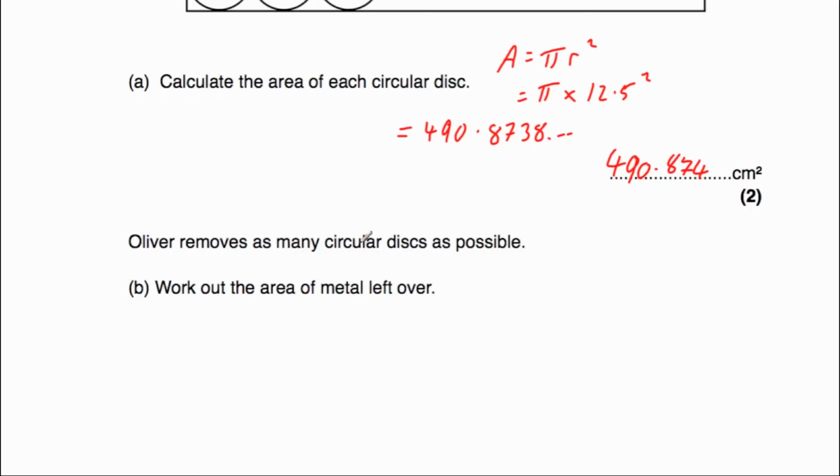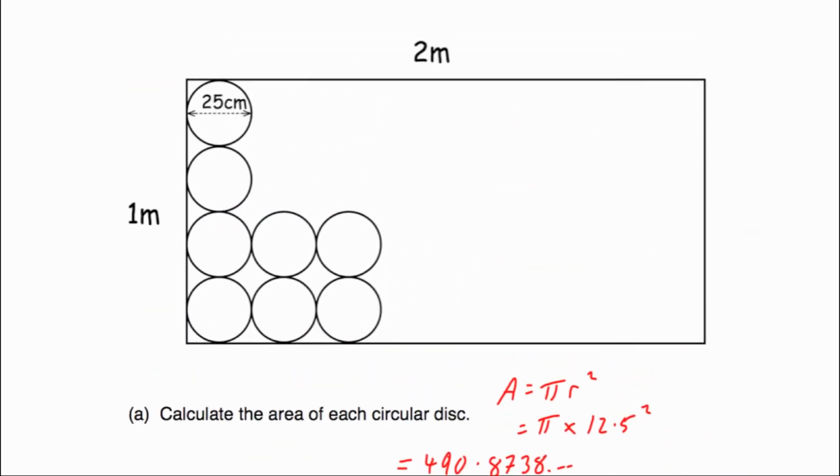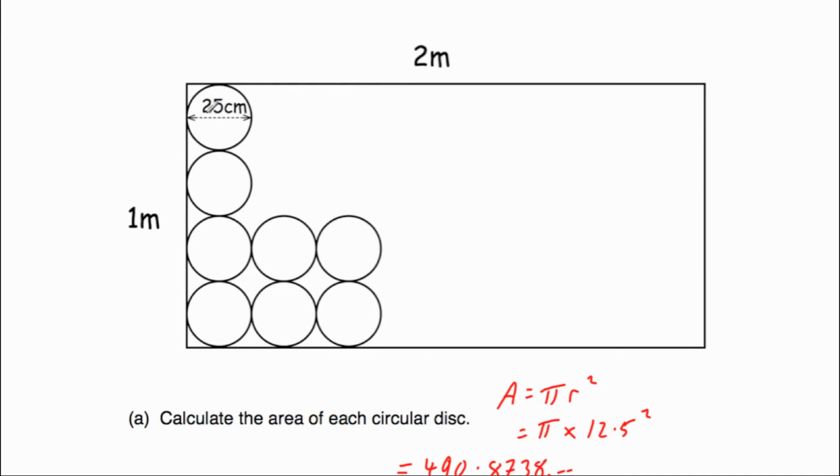Okay, Oliver removes as many circular discs as possible. Work out the area of metal left over. So let's look at our diagram. He's going to remove as many circles as he can. If we look at this diagram, each circle has a diameter, a width here, of 25 centimeters. And he's going to remove as many as possible. Now the sheet of metal has a length of 2 meters, which is 200 centimeters.